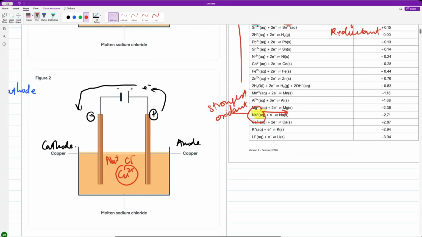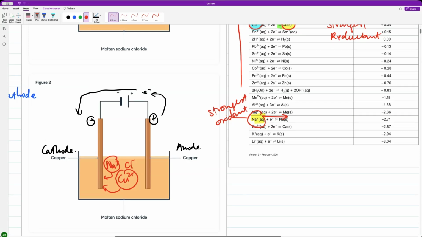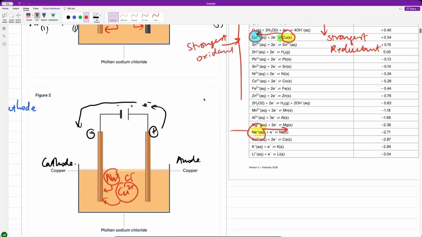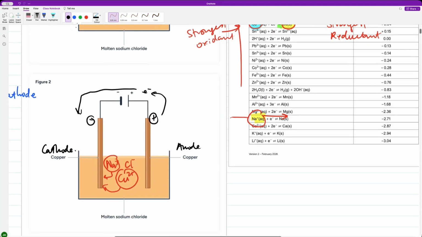It can also flow to the cathode. Sodium can also flow to the cathode, right? But sodium is no longer the strongest oxidant available. The strongest oxidant available is now the Cu²⁺. So at the anode, you'll have oxidation of copper occurring. Copper solid will oxidize into Cu²⁺ and 2 electrons. And at the cathode, you'll get copper reducing back down into copper solid.